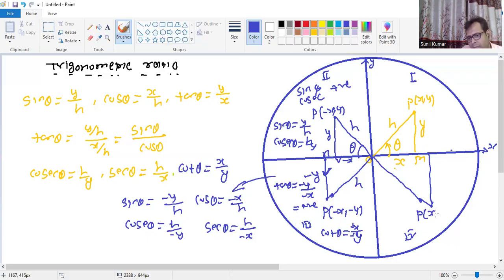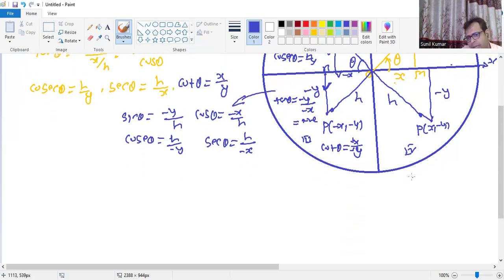The coordinate of P is (x, -y), because we know that below the x axis, y is negative. So we can assume the perpendicular is -y, the base is +x, and the hypotenuse is h. In this case we find sine theta, so we get -y by h, and cosec theta is h by -y. So in the fourth quadrant these two are negative.